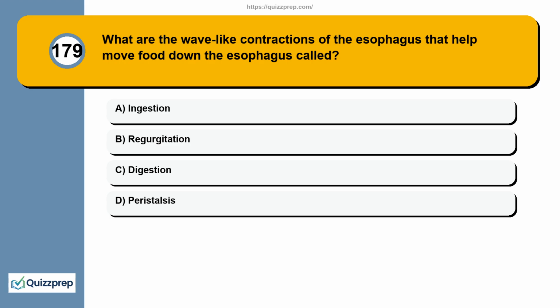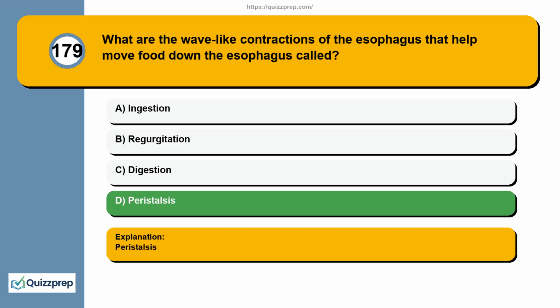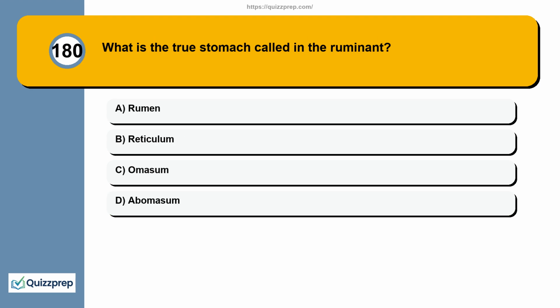Option C, digestion. Option D, peristalsis. The correct answer is option D, peristalsis. Peristalsis.